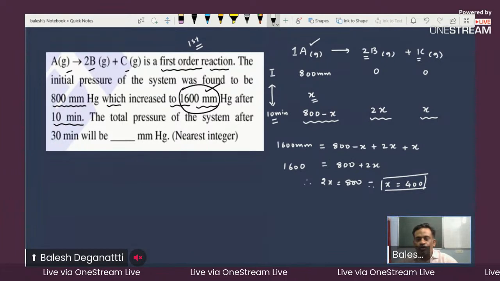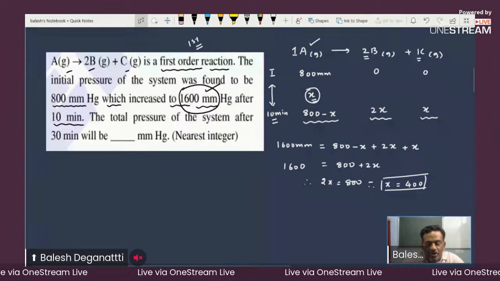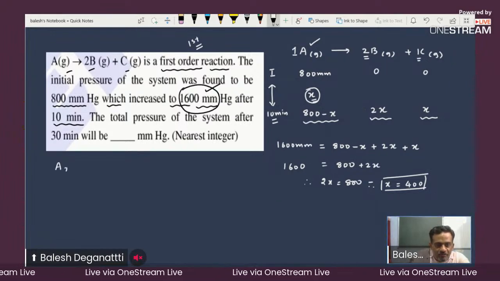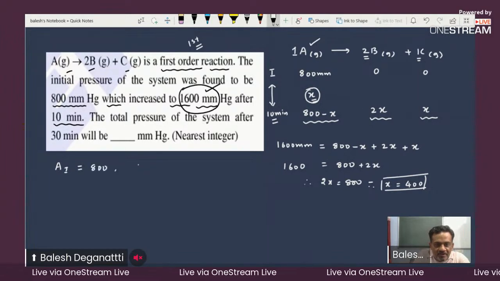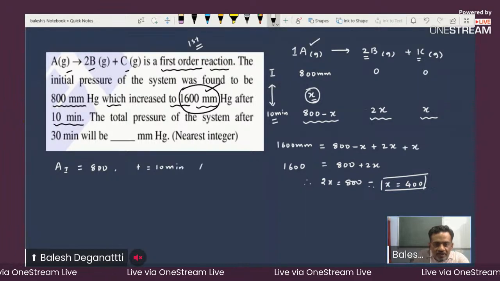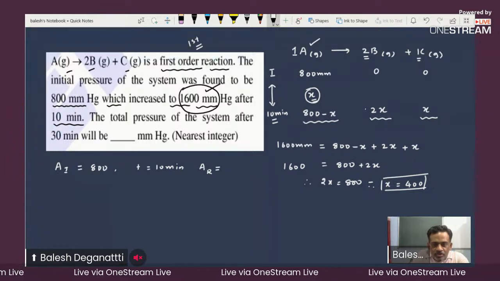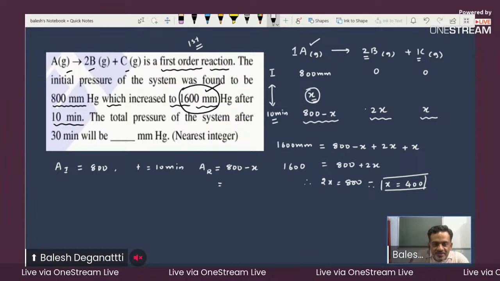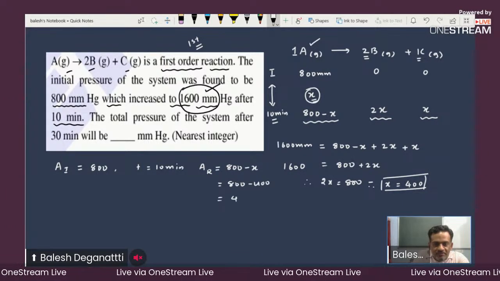Right? So X is equal to 400. Now what is X? X is the amount that is converted to product. What was the initial amount of A? Initial amount of A is what? How much? 800. So after 10 minutes, T is equal to what? 10 minutes. How much of the A is left? How much of the A is remaining? It was how much? 800. How much is it left? 800 minus X. Now what is the X? 400. So how much is left?